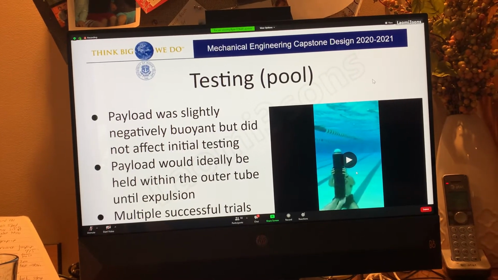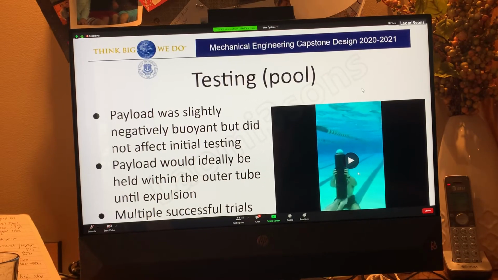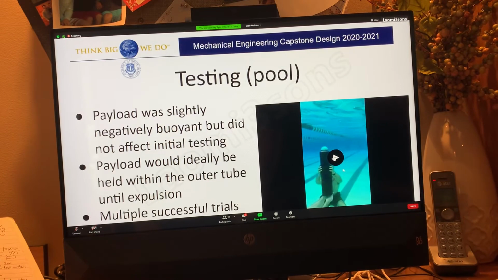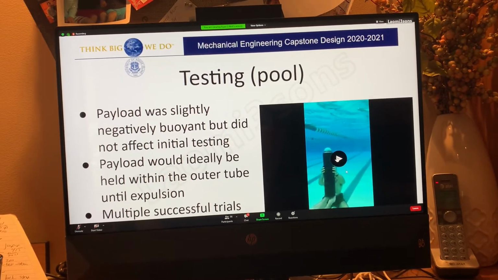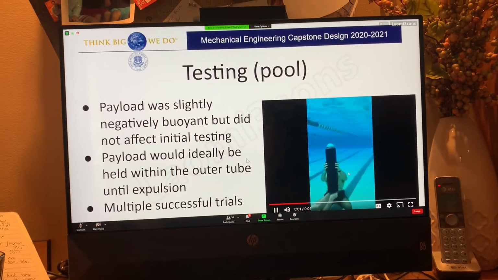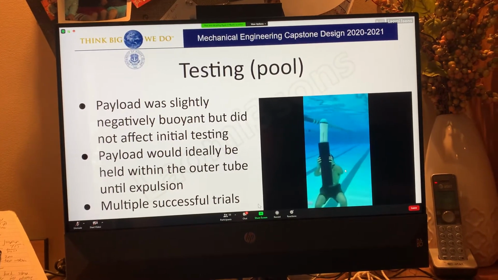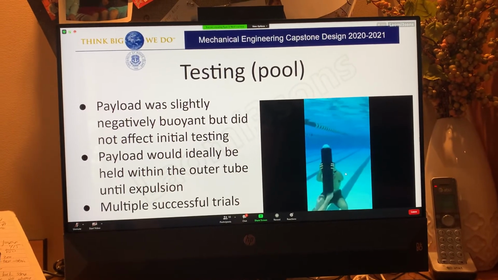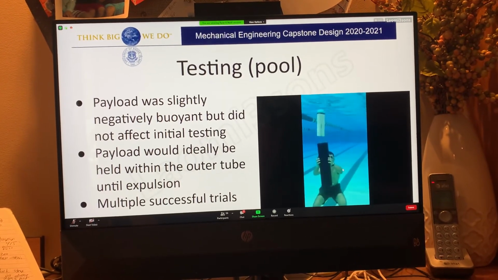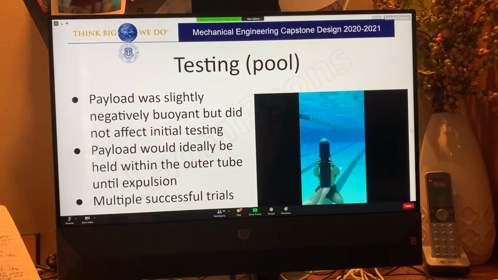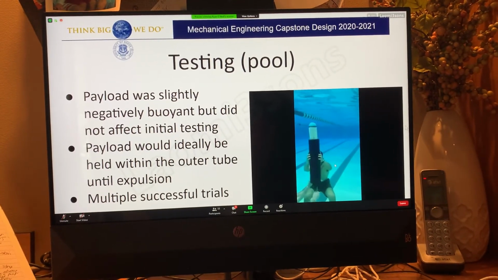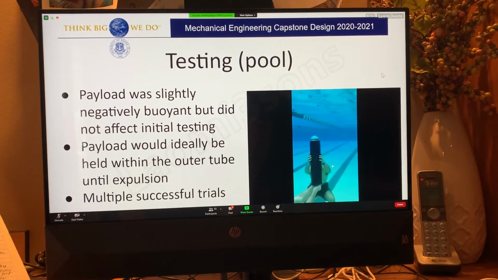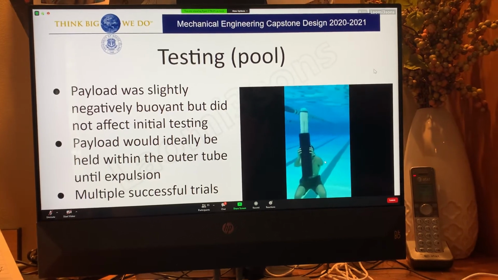So that was accomplished. The payload was held inside the outer tube and tested in multiple trials. Every trial went successfully, and if we could show the video of our setup, how we did the trials. So that's me holding the outer tube, Ryan's under pulling the pins, and as you can see, the payload is expelled from the outer tube, and when it loses its energy, all the velocity is lost. It just floats right under the surface of the water. So the payload and the expulsion mechanism both proved reliable after multiple tests.